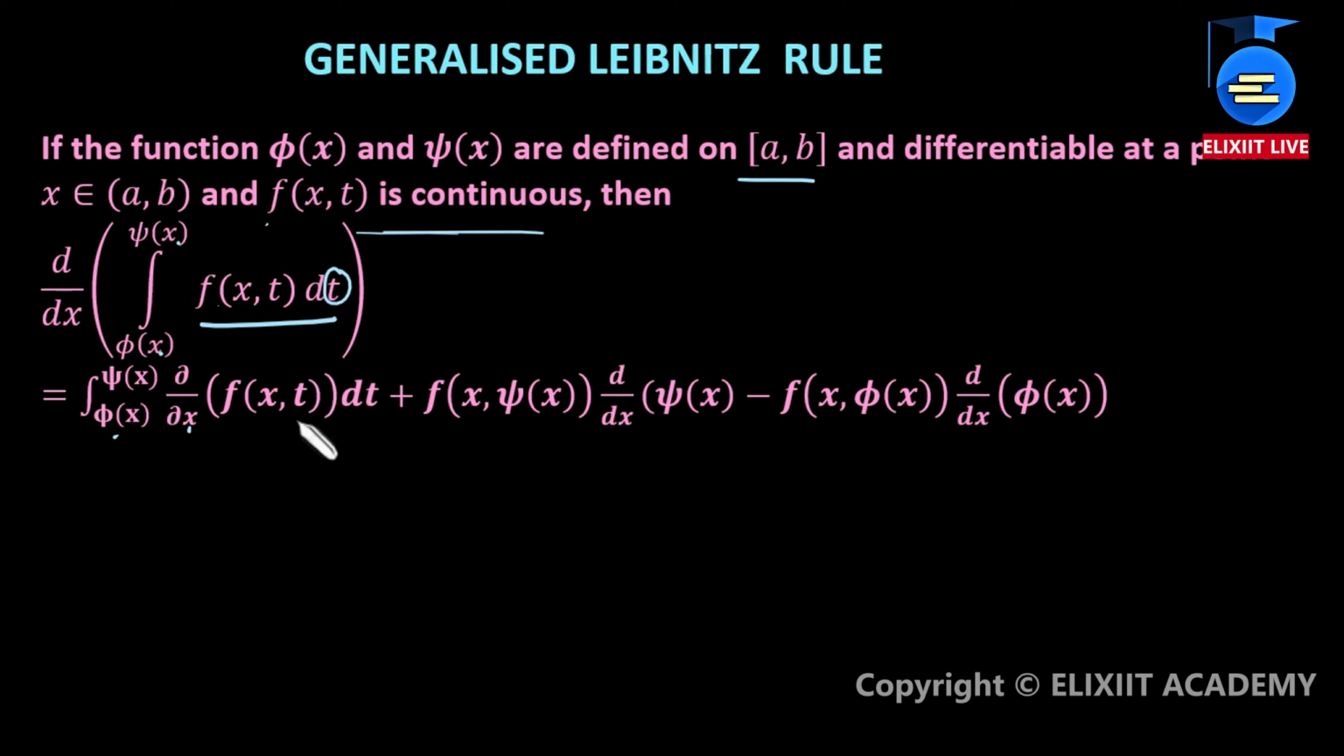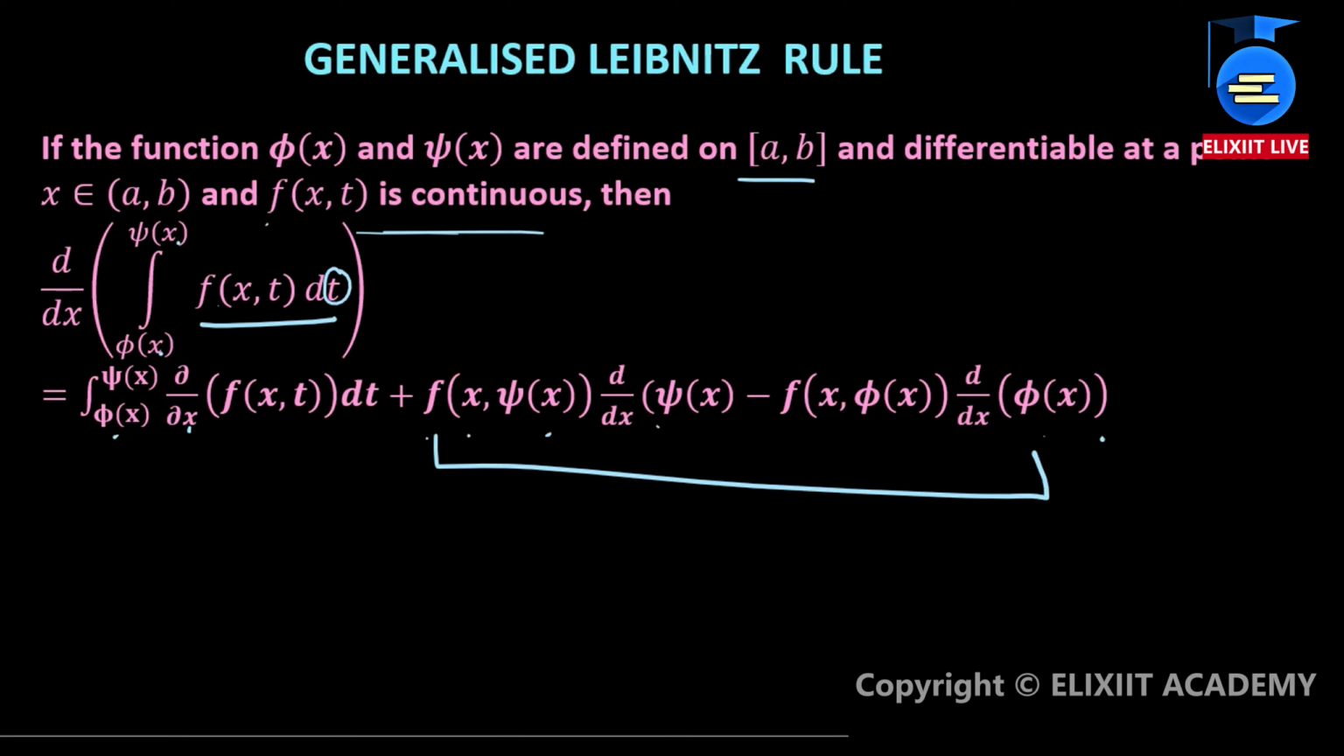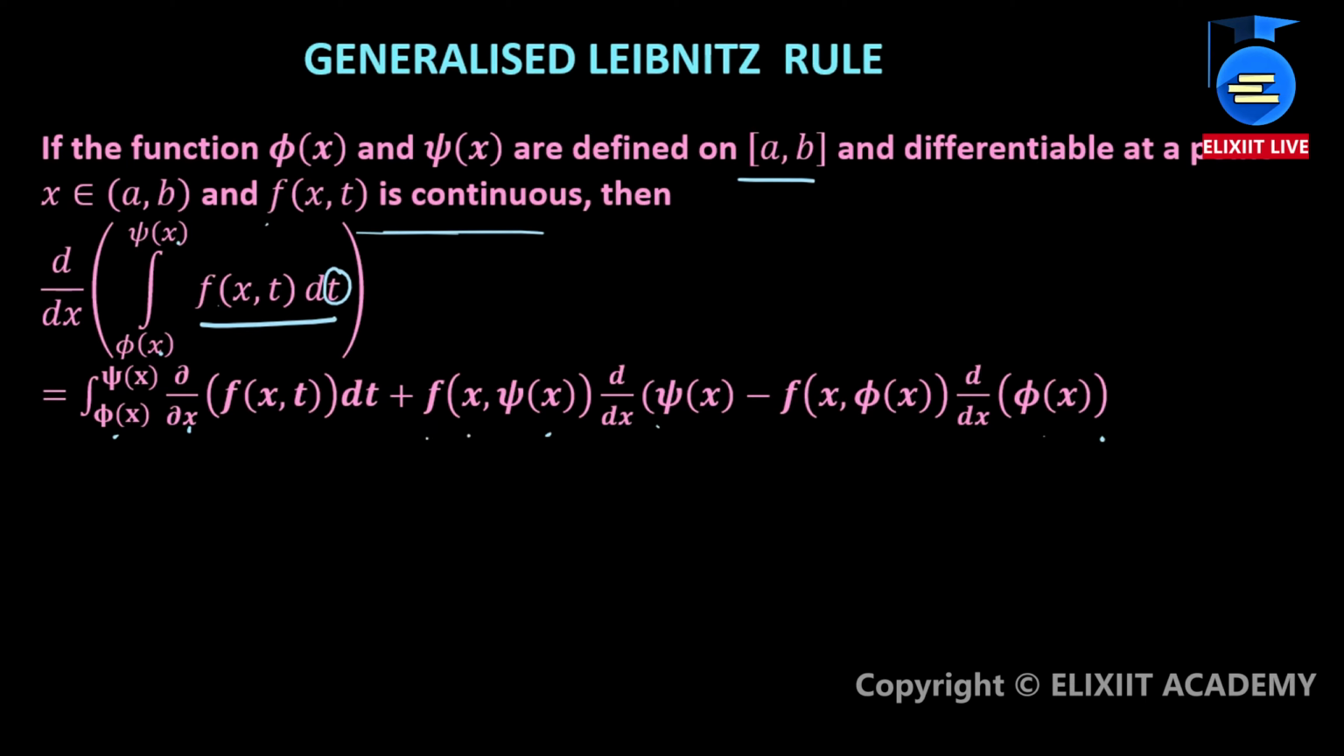And the remaining terms are f of x comma psi of x into d by dx of psi of x minus f of x comma phi of x into d by dx of phi of x. You can relate this part to the previous Leibniz rule itself. You are simply replacing the t by psi of x and phi of x, minus this term, and then simply differentiating whatever is in the limits.